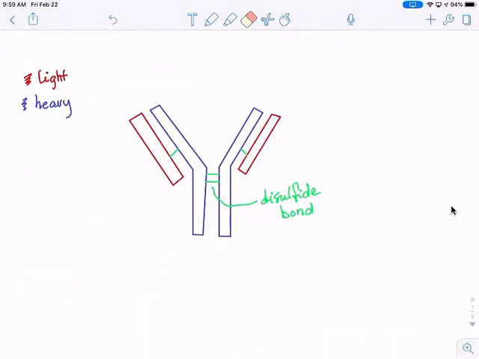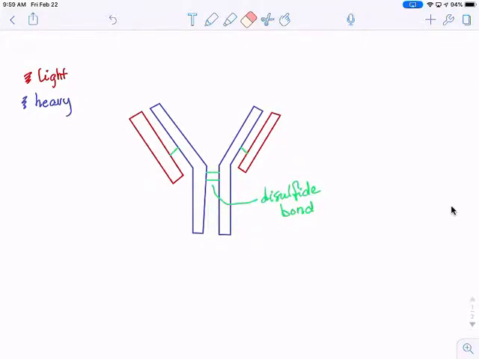And see, we drew our nice little antibody that's composed of two light chains, which are about 200 amino acids long, and two heavy chains, which are about 400 amino acids long. And they're held together by disulfide bonds. At the ends of each of these chains, there are variable regions. And then the rest of the chain, the part that I did not color in, is the constant region.